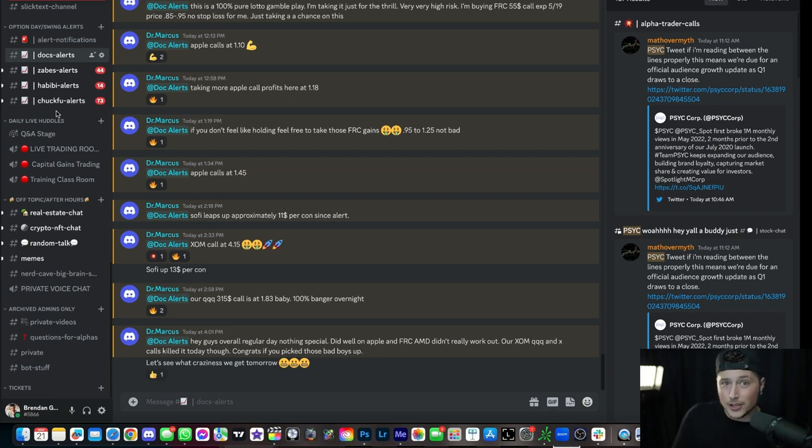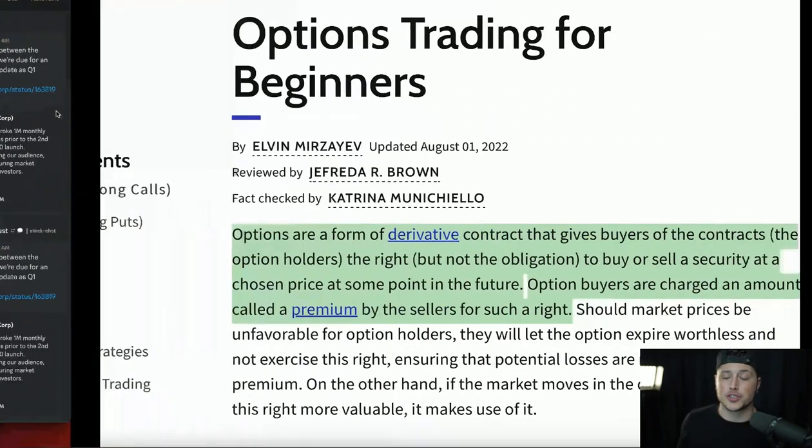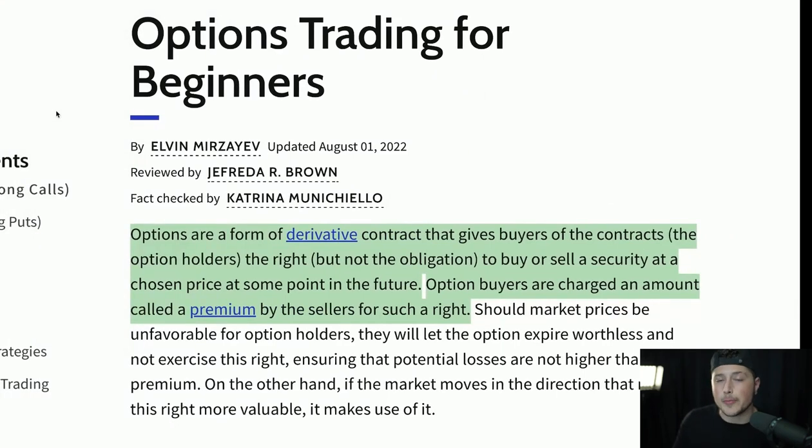But if you take a look at some of Doc's calls here, if you take a look in the live trading classes, you may be a bit confused. And that is where this course is going to come into play to teach you all of the basics and the terms that you need to know with trading options. So let's get into it.